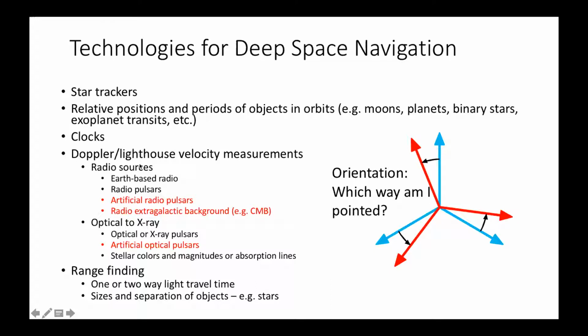So you could use Doppler or lighthouse velocity measurements. And then the other one, which is used, is range finding. So one or two way light travel times, for example, or looking at sizes and separations of objects.